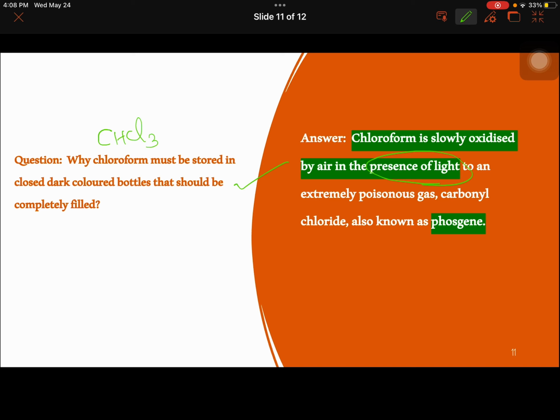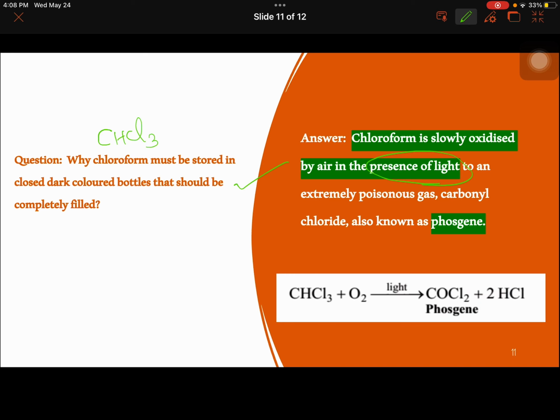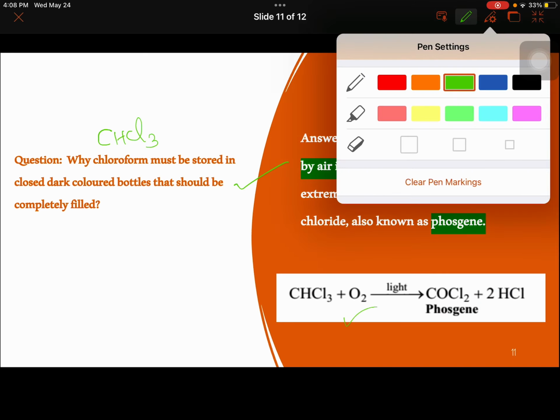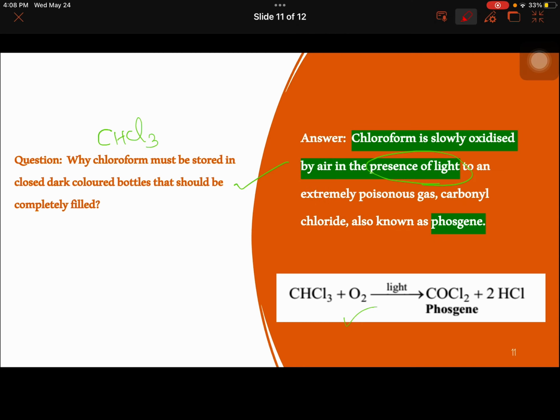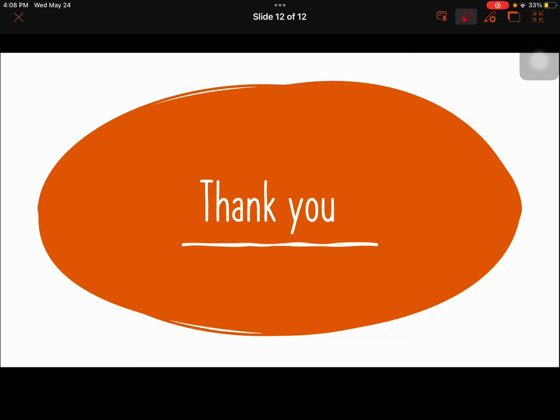Because if chloroform is coming in contact with oxygen from the air and light, then what is going to happen? It will produce a very poisonous gas, that is phosgene. Carbonyl chloride, phosgene, quite poisonous. So to avoid this, we keep it in a closed dark bottle filled up to the brim.